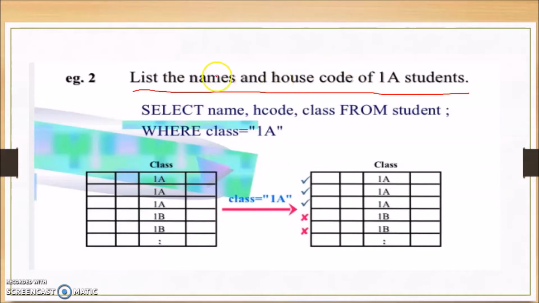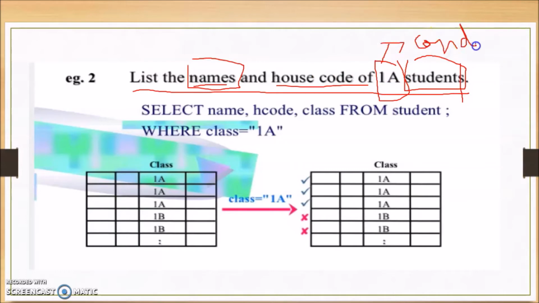In this question it's saying that I want to list the names. Again we are considering that table only, the student table. From that student table we want only the names and the house code. And if you can see, there is 1A written. This 1A is a condition, a condition which I am applying on the table.